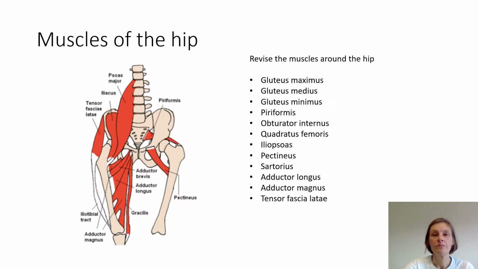You also need to revise the muscles that occur around the hip and their major actions. So make sure that you know about the glutei group, gluteus maximus, medius, and minimus. Consider piriformis, obturator internus, quadratus femoris, and then the anterior muscles such as iliopsoas, pectineus, sartorius, adductor longus, adductor magnus, and the tensor fascia lata. For this particular module, it's not particularly important that you're aware of the precise origins and insertions, but it is particularly important that you're aware of their actions.